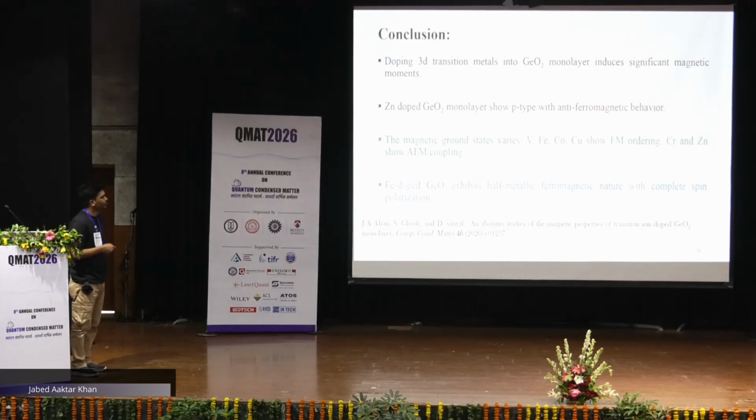A zinc doped GeO2 monolayer shows p-type and antiferromagnetic behavior. For the magnetic ground state, iron, cobalt, and copper show ferromagnetic ordering, and chromium and zinc show antiferromagnetic coupling. Fe doped GeO2 exhibits half metallic ferromagnetic nature with complete spin polarization.